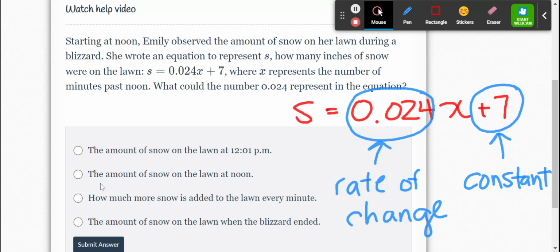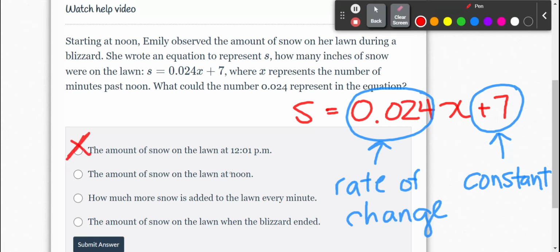So let's take a look at our choices. So we have the amount of snow on the lawn at 12:01. Nope, we're not talking about specific times here. It's not telling us what x is. So we know it's definitely not this first choice. The amount of snow on the lawn at noon. So that means that 0 time should have passed, and we would have an exact amount of inches on the ground. Remember, this is the rate of change. It's not an amount after a certain amount of time. We don't know how much time has passed, so it's not going to be the second one.